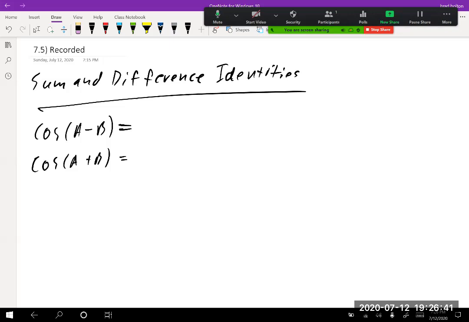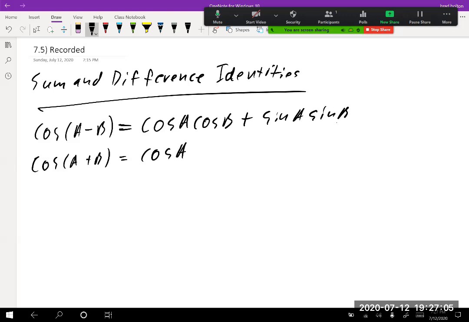So for cosine of A minus B, this can be rewritten as the cosine of A, cosine of B, plus the sine of A, sine of B. So this is the difference angle formula for cosine of A minus B. Now for cosine of A plus B, we have cosine of A, cosine of B, the same thing, but now we put a minus sign, sine of A, sine of B, okay?